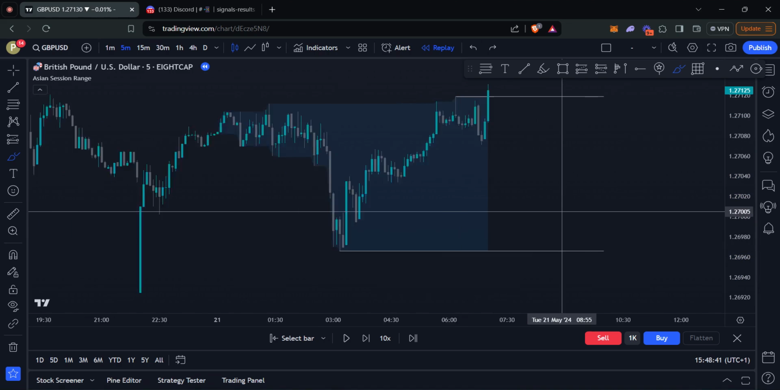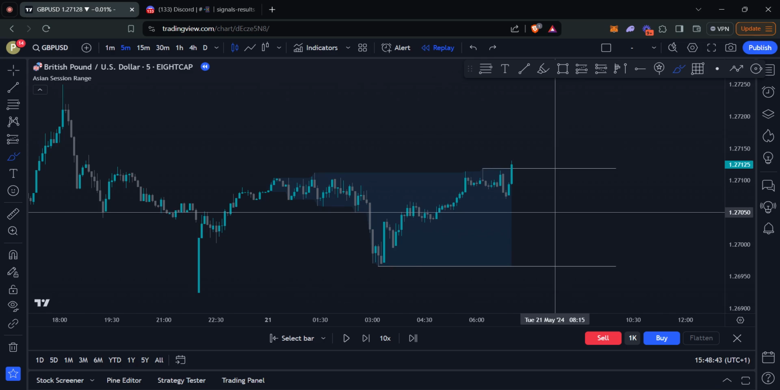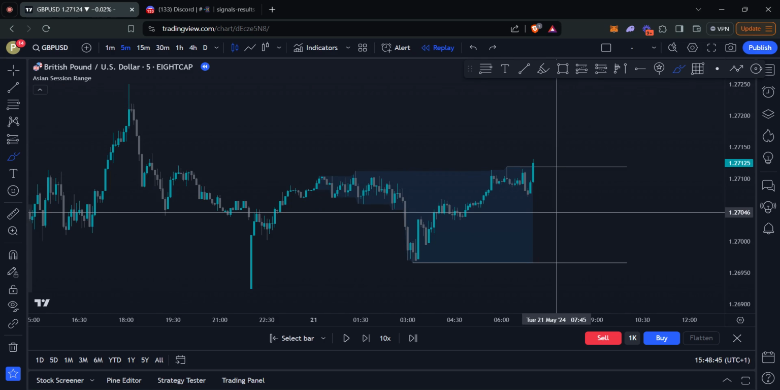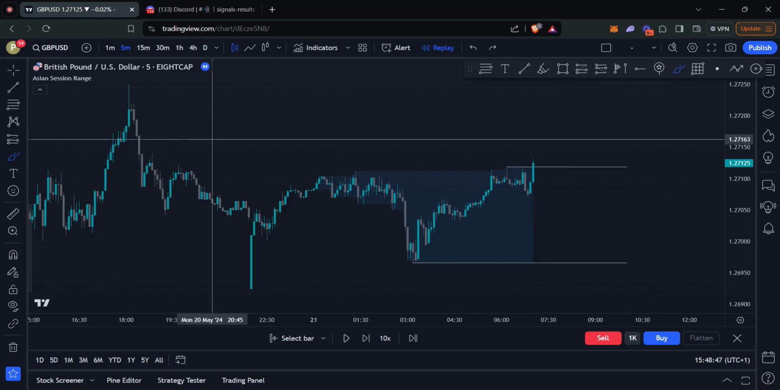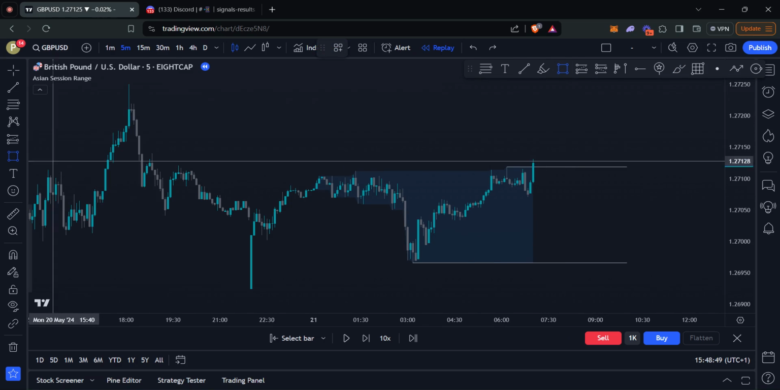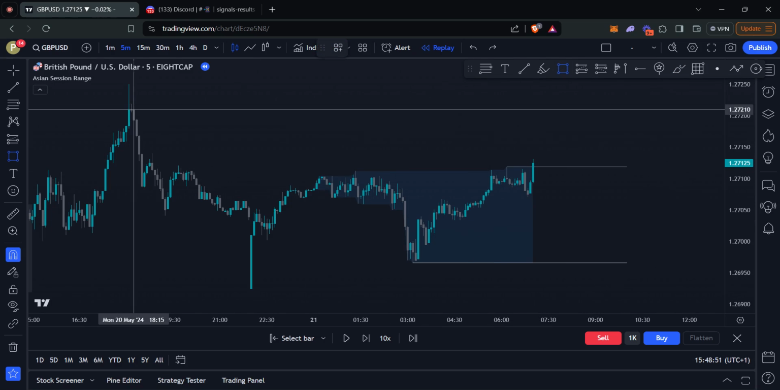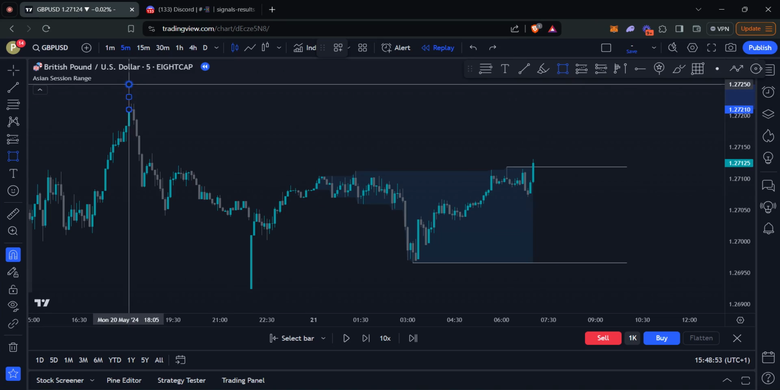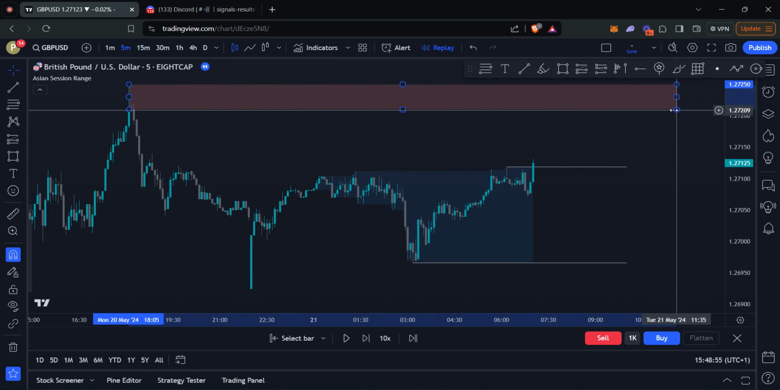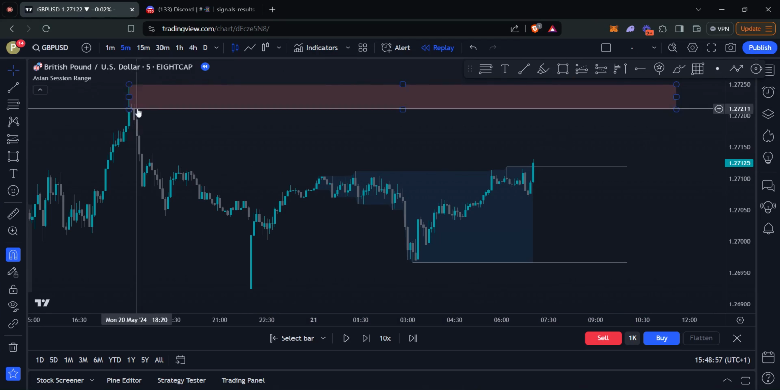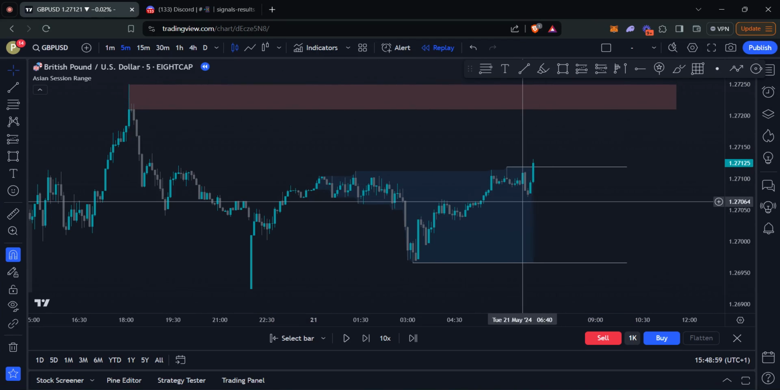Another confluence that we like to add within our Discord is we like to identify higher time frame areas of interest. So as we can see, if we look to the left over here just a little bit, we can see that we've got this beautiful wick all the way up at the top here. This wick is going to be fundamental in this trade that we took the other day because it will stop us from taking a premature loss.